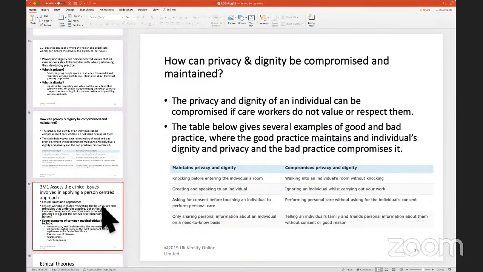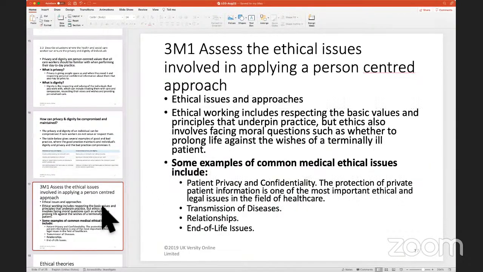Now, the last assessment criteria in this particular learning outcome talks about how do we assess the ethical issues involved in, let's say, providing person-centered care. Now, first of all, what I want to do is basically look at the meaning of the term. What are ethical issues in health and social care? So, first of all, what is the meaning of ethical issues?